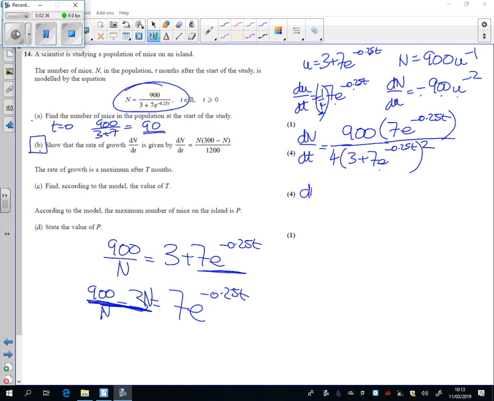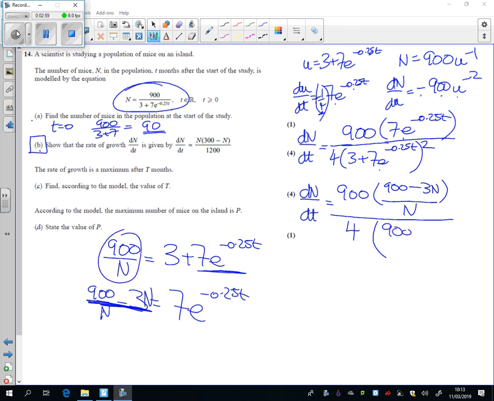Let's try and put this in. So I've got dn by dt is equal to 900. This bit here is what I've just said here. So that's 900 minus 3n over n. Okay, I'll make it multi-layered for a moment. I've got a 4 here, and in this bit here is that one. So I've got 900 squared over n squared. Well, I really have got multi-layered fractions here now. I couldn't avoid it.